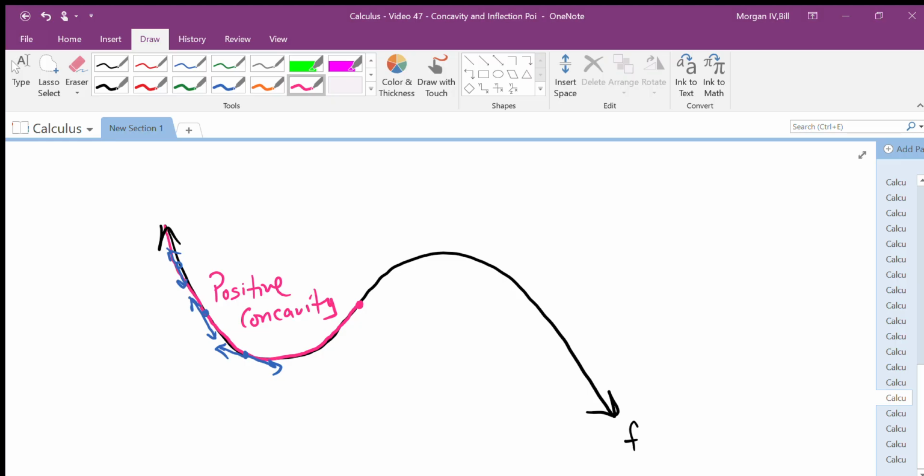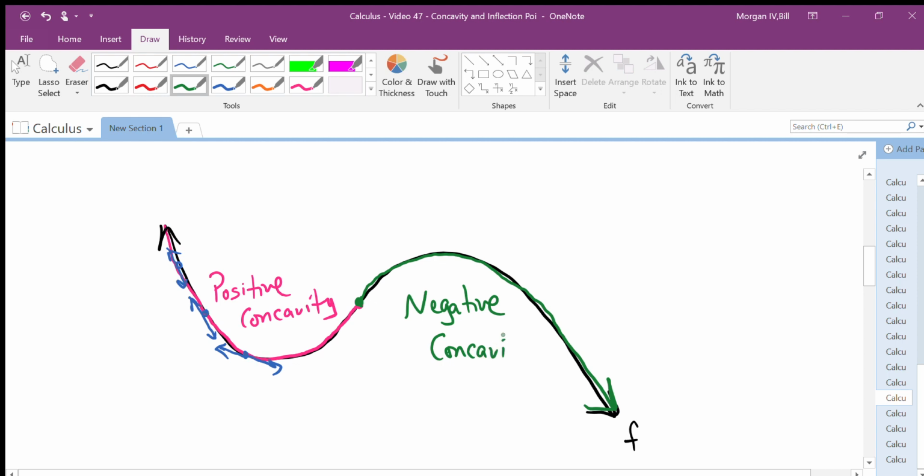And we're going to find out that this section, say from this point here, this way, has negative concavity. And you can recognize that as an upside down bowl, right? Can't pour cereal into this bowl. It's upside down. That's negative concavity.